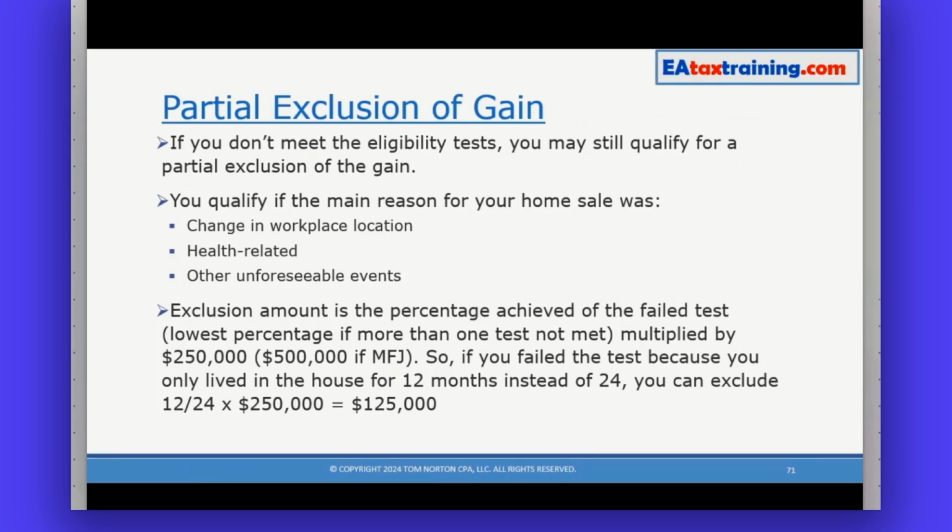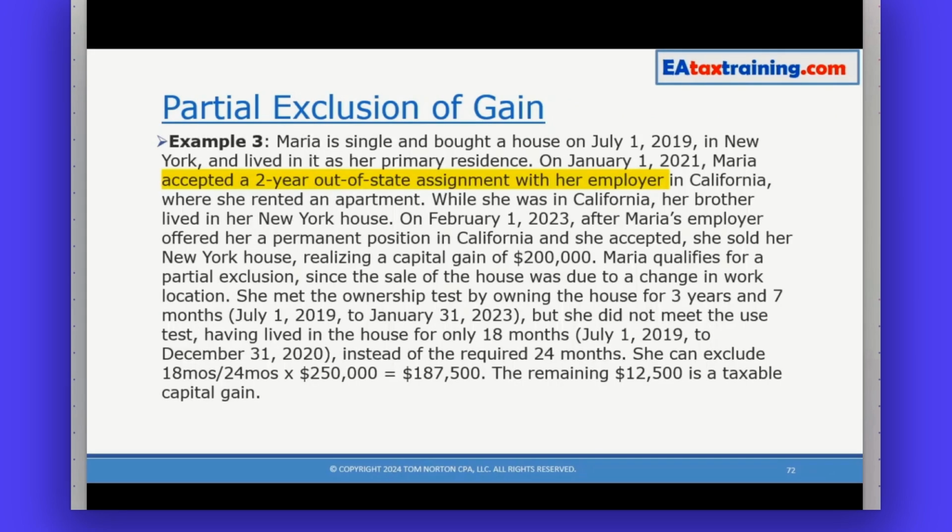So if you failed the test because you only lived in the house for 12 months instead of 24 months, then you can exclude half of the $250,000, or $125,000, of the gain. So let's look at an example.